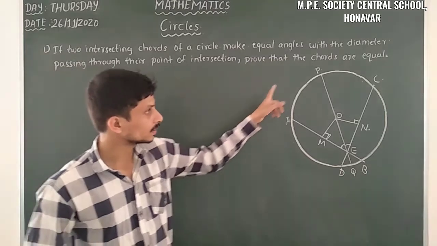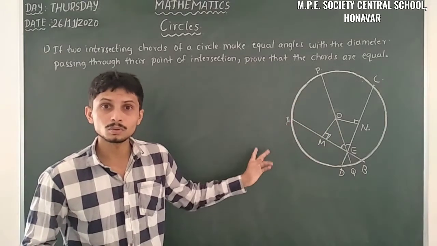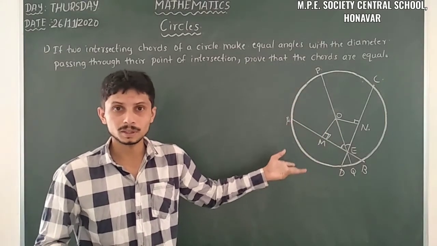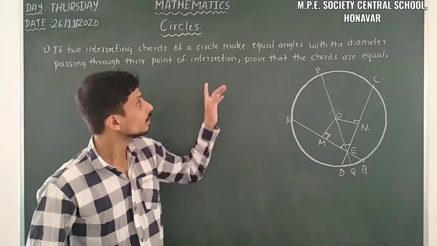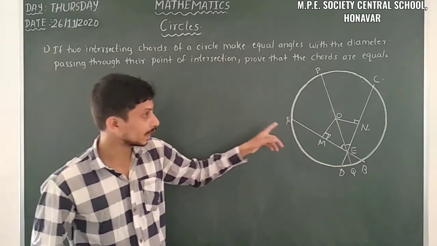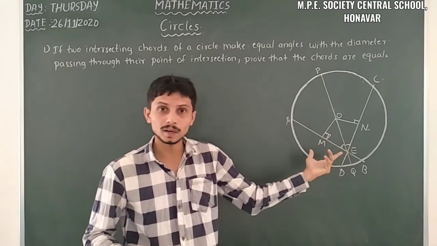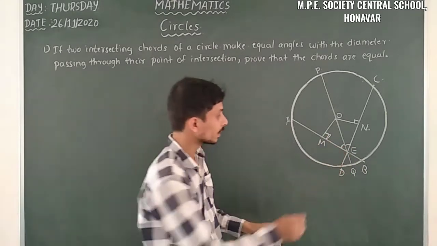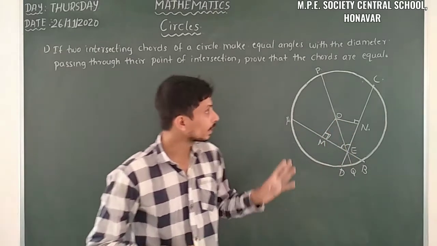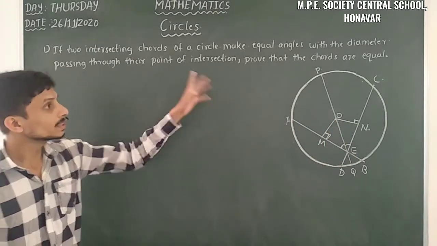That means here we have a circle and two chords. We don't know whether those two chords are equal or not. And here they make equal angles with the diameter. When we draw a diameter through the point of intersection, it splits into two angles, and those two angles are equal. Then prove that the chords are equal.